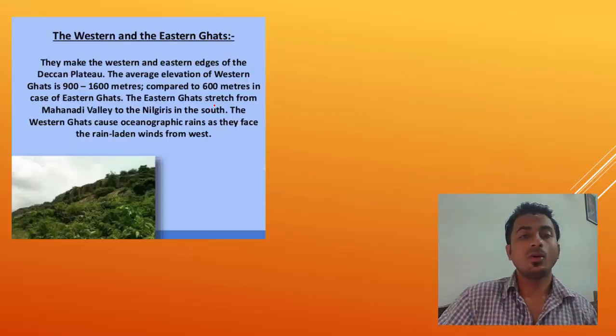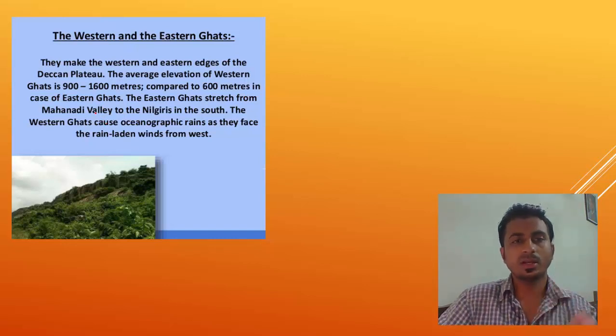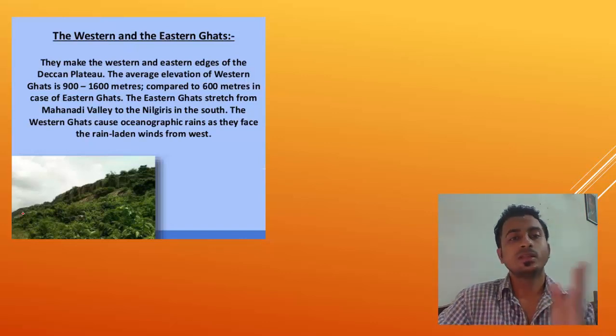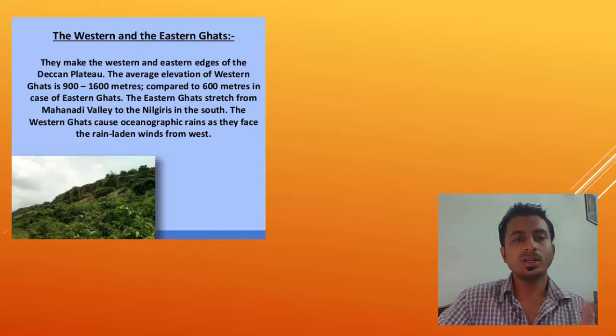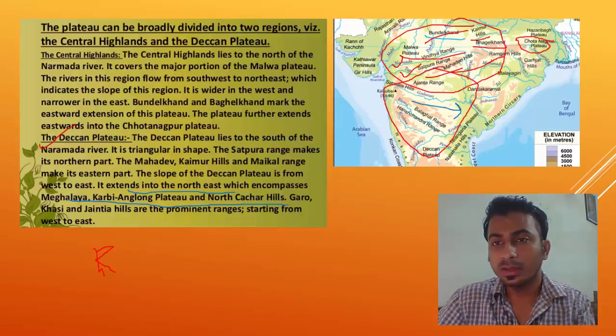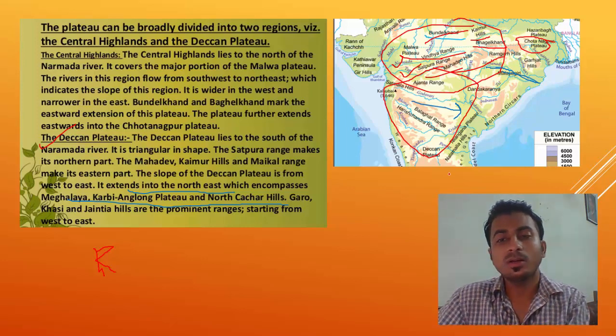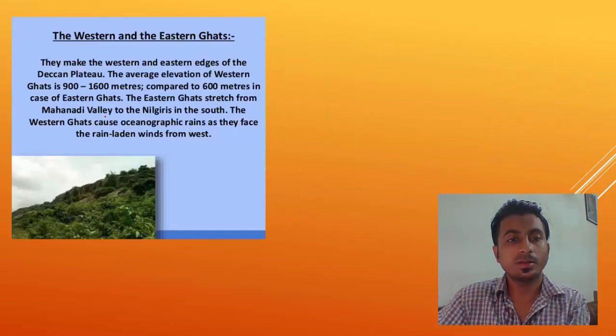Okay, now we move on to the Eastern and Western Ghats. It is very simple. The Western Ghats lie towards the western coast and the Eastern Ghats lie towards the eastern coast. The Western Ghats are higher in elevation as compared to the Eastern Ghats. Okay, and the Eastern Ghats stretch from the Mahanadi Valley to the Nilgiris. So this is the Mahanadi Valley, this is written Mahanadi. Okay, so this is the Mahanadi Valley to the Nilgiris, which is written.